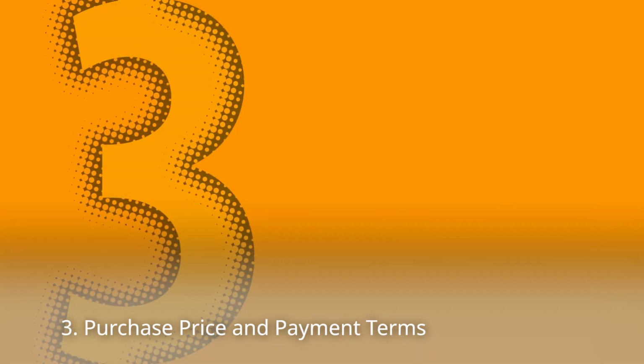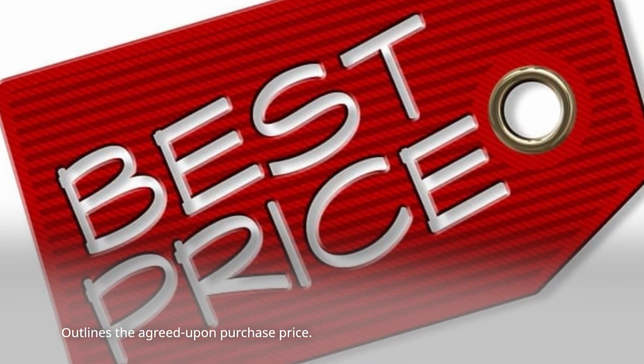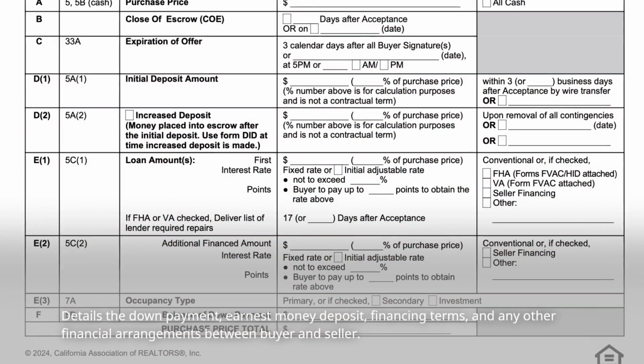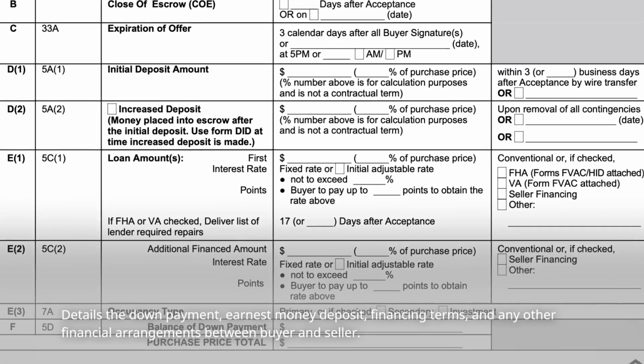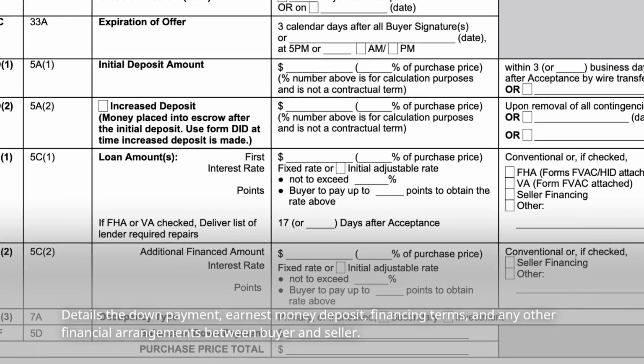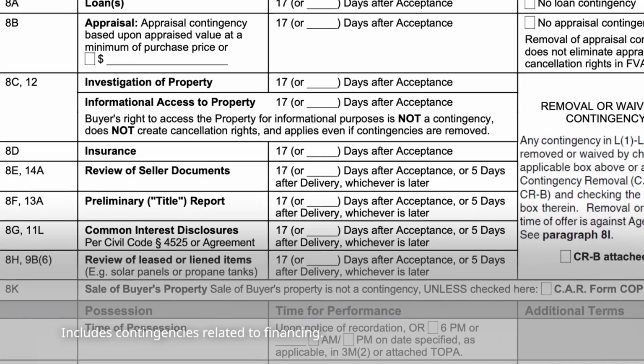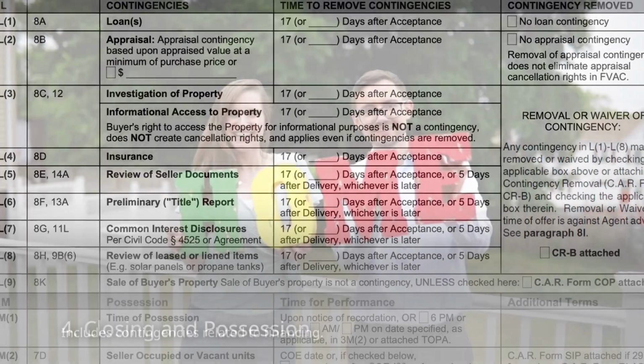3. Purchase price and payment terms. Outlines the agreed upon purchase price. Details the down payment, earnest money deposit, financing terms, and any other financial arrangements between buyer and seller. Includes contingencies related to financing.